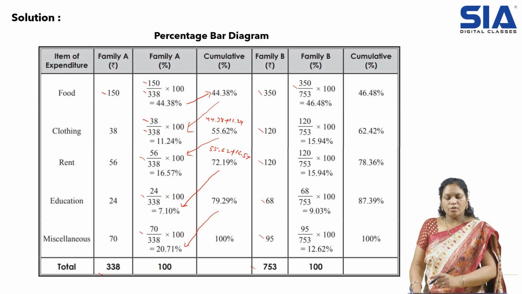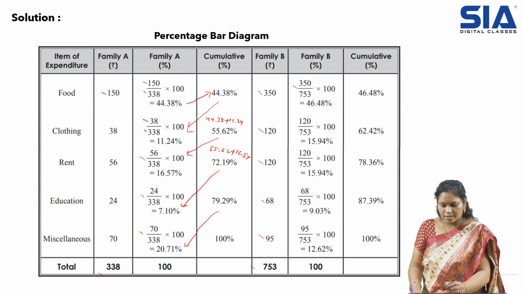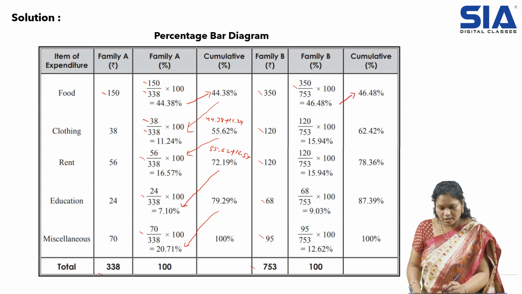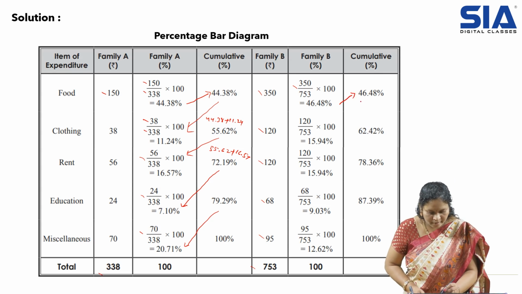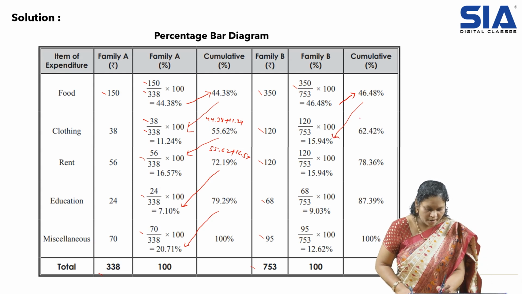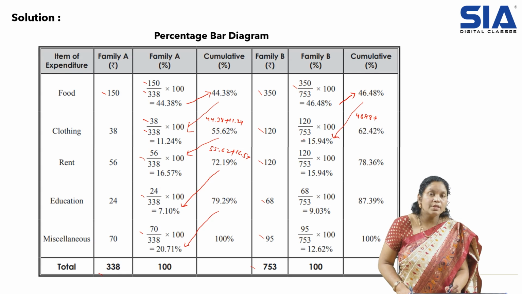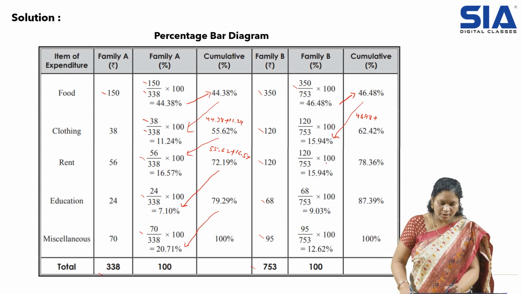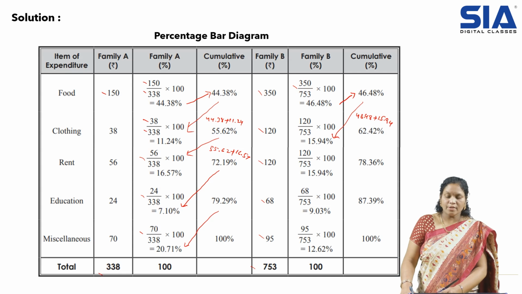So now let us go for cumulative percentages. Again same concept, first value carry on as it is, 46.48, carry on first value to the cumulatives. That value you have to add up to the next value of the frequencies. Again what you have, 46.48 plus next value in the percentages that you got, 15.94. Add up, you'll get as 62.42.